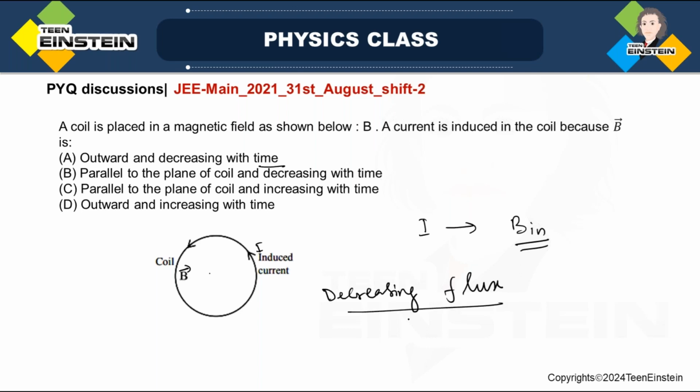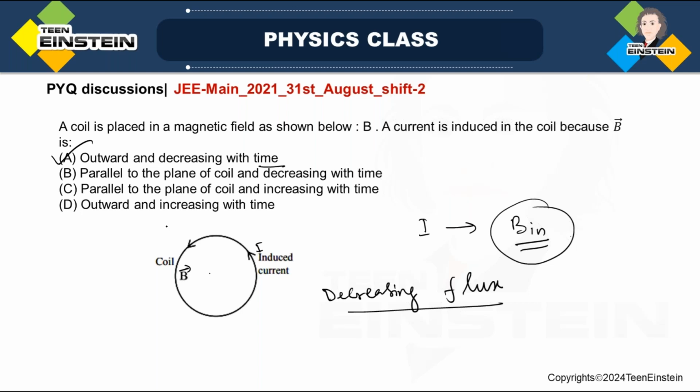So flux is decreasing. So what this induced current will do, it will try to increase the flux. So the direction of the induced magnetic field will be in the direction of B. So look, the induced current has to be in the direction C. The induced current will be in such a way that the induced magnetic field will be actually supporting, but that will be in the direction of the original magnetic field itself. So outward and decreasing, this is actually correct.